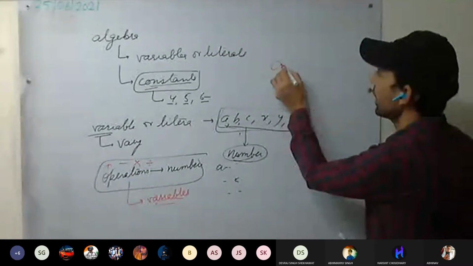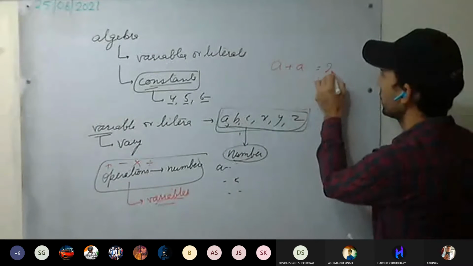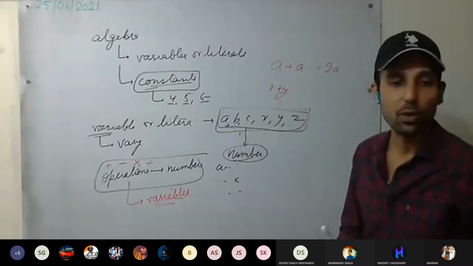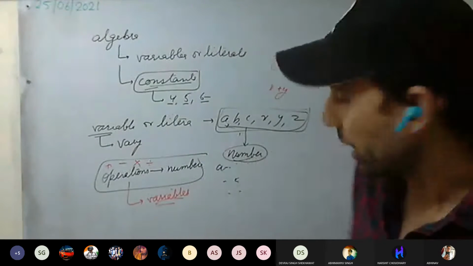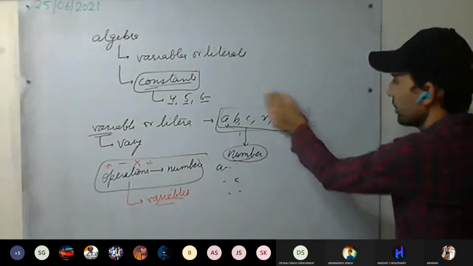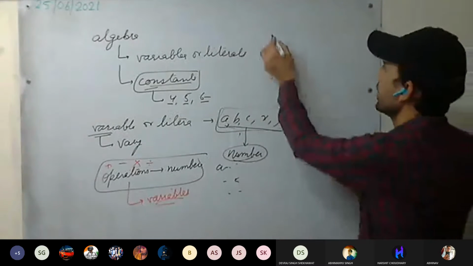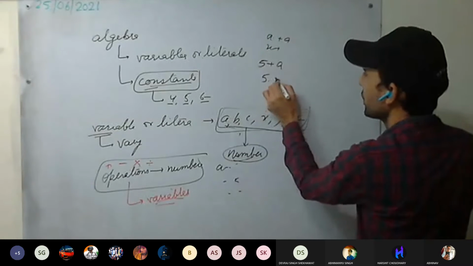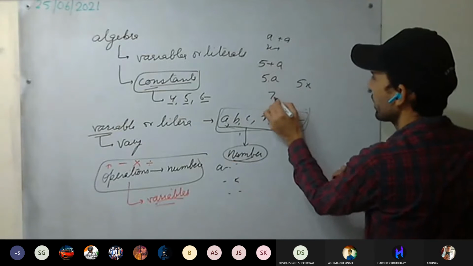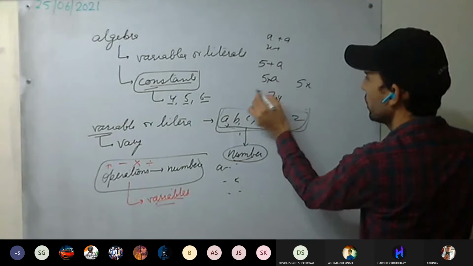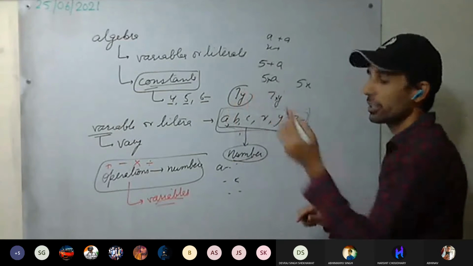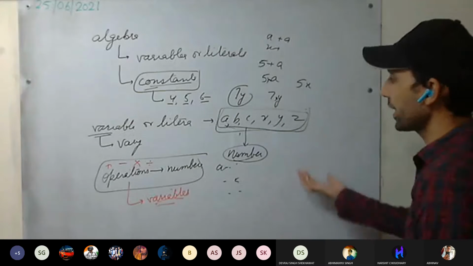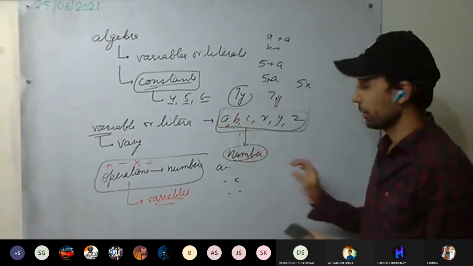For example, we can do a plus a, 2a, x plus y. These are operations on variables. Or we can add the variables: a plus a, x plus y, or 5 plus a, 5 into a, 5 into x, 7 into y, or 7y. Simply it means 7 is multiplied with y. These are operations on variables, multiplying and dividing them by numbers or variables.